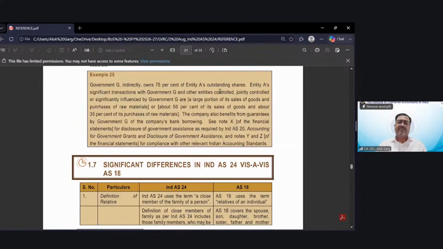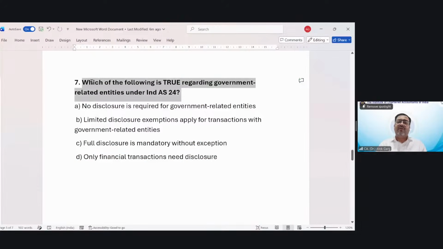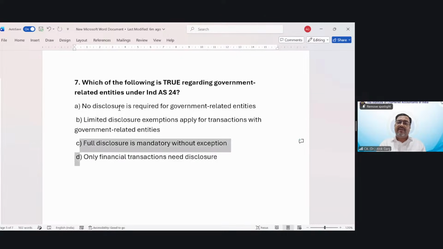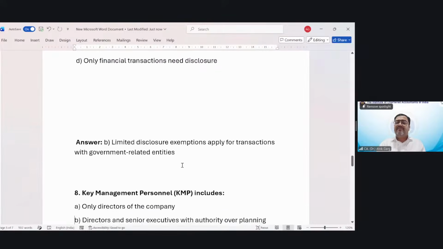So now the question comes: which of the following is true regarding government related entities under Ind AS 24? No disclosure is required for government related entities. Limited disclosure exemptions apply for transactions with government related entities. Full disclosure is mandatory without exception. Only financial transactions need disclosure. What is the right answer? B is the right answer. Limited disclosure exemptions are there, right?